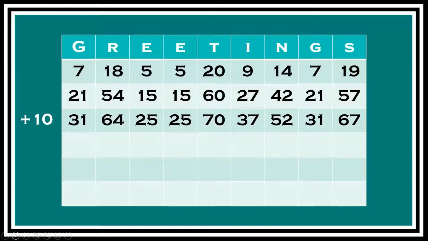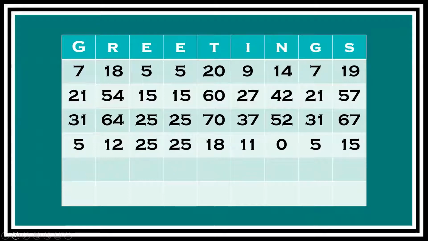Then choose a number between 0 and 25. It has to be between 0 and 25 as there are 26 letters in the alphabet. Add this number to everything. Here we have chosen to add 10. 21 plus 10 is 31. 54 plus 10 is 64. 15 plus 10 is 25, and so on and so on.